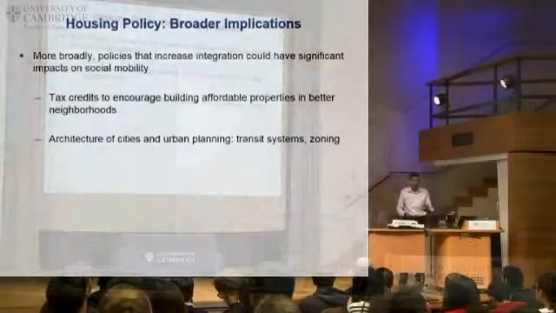At the broadest level, you can think about issues like the architecture of cities and urban planning, where usually people are not focused on issues of social mobility, but this type of evidence suggests that the way in which you design transit systems or zoning laws could have very important effects on the extent to which lower and higher income people of different backgrounds are in contact with each other, and that could have really important consequences for social mobility.